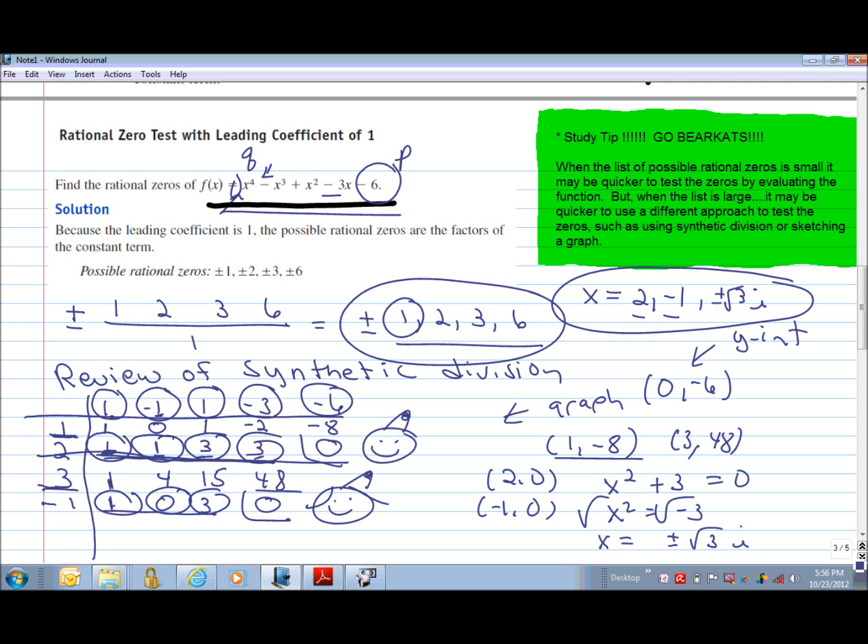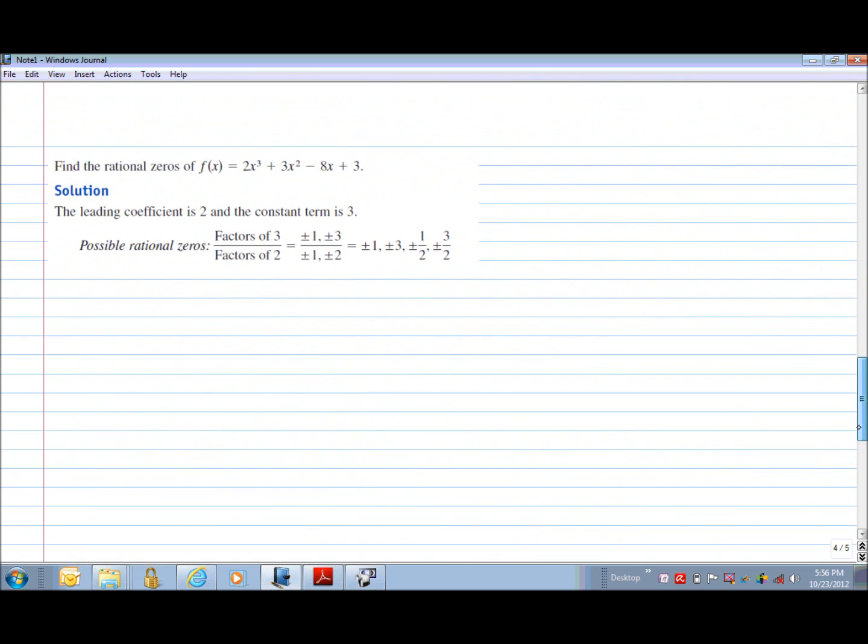All right, let's try one more example. Again, p's and q's. We're using this polynomial right here. Our factors of 3 were 1 and 3. Our factors of 2 are 1 and 2. And all our combinations, we would have 1 over 1, which would be 1. We'd have 1 over 2, which is 1/2. We'd have 3 over 1, which is 3, and 3 over 2, which is 3/2. And of course, it would be the positive and negative value of each of those. For me, you can just write the plus or minus sign. So I would have positive or negative 1, 3, 1/2, and 3/2.